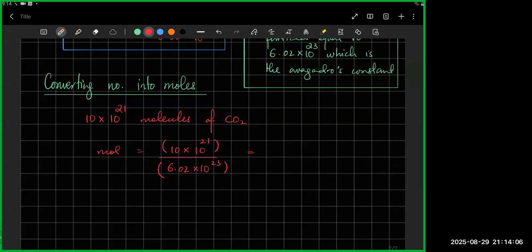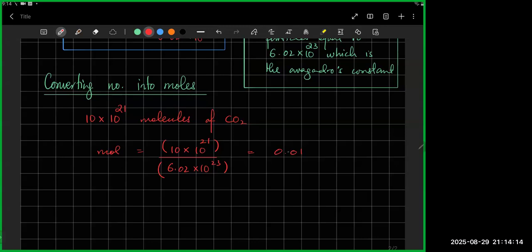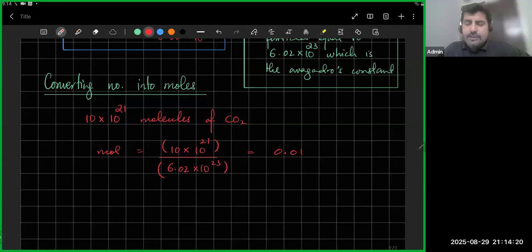0.0166. Second, somebody confirm this as well. 0.0166. 0.0166?